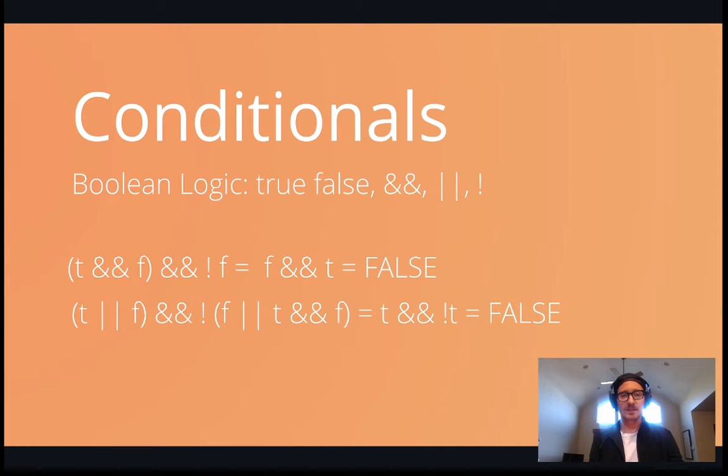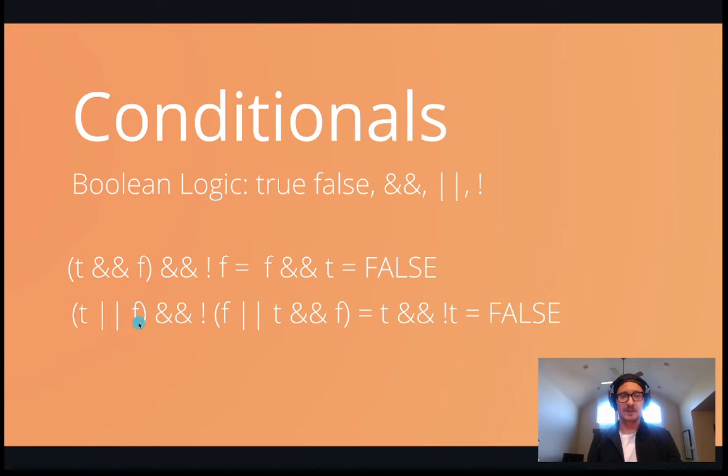So let's look at just some Boolean logic. Let's look at some equations. If I have true and false and not false, well, really true and false, that is really false. Not false is true. So this simplifies to false and true, which is false.